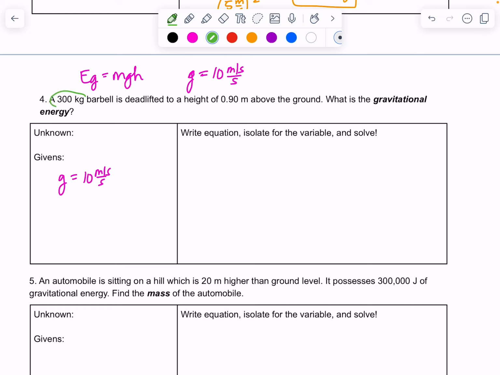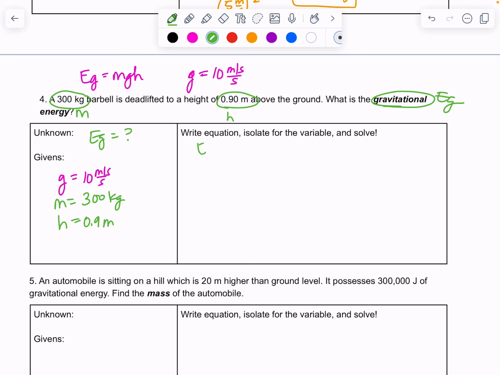Okay, so a 300 kilogram barbell, so that's the mass, is deadlifted to a height of 0.90 meters, so that's the height. What is the gravitational energy? Okay, so EG is my unknown. Remember, G is the given that they're not going to tell you. You just have to know it. The mass of the barbell is 300 kilograms. Okay, that is insanely heavy. Yeah, that's very heavy. Okay, the height is 0.9 meters.